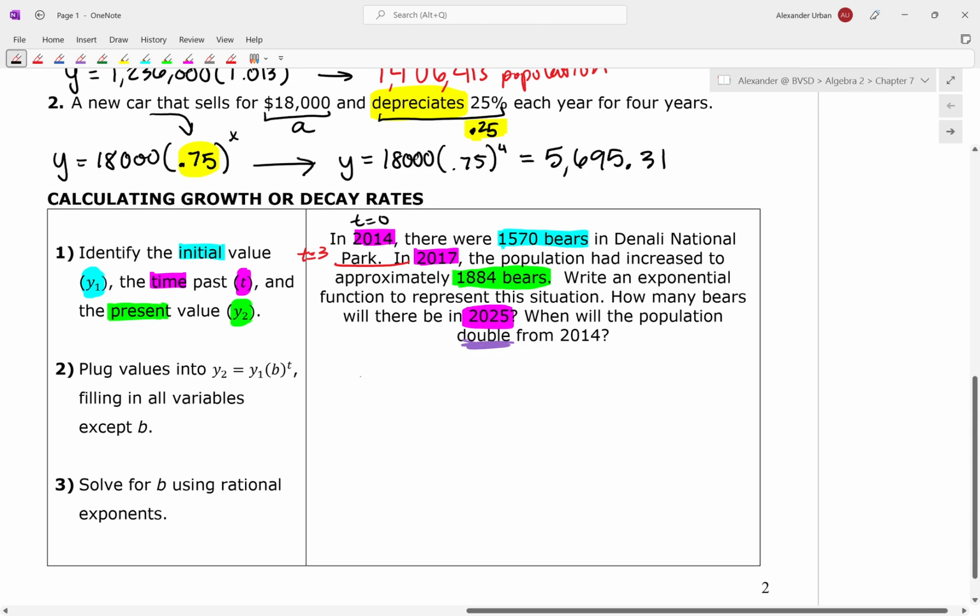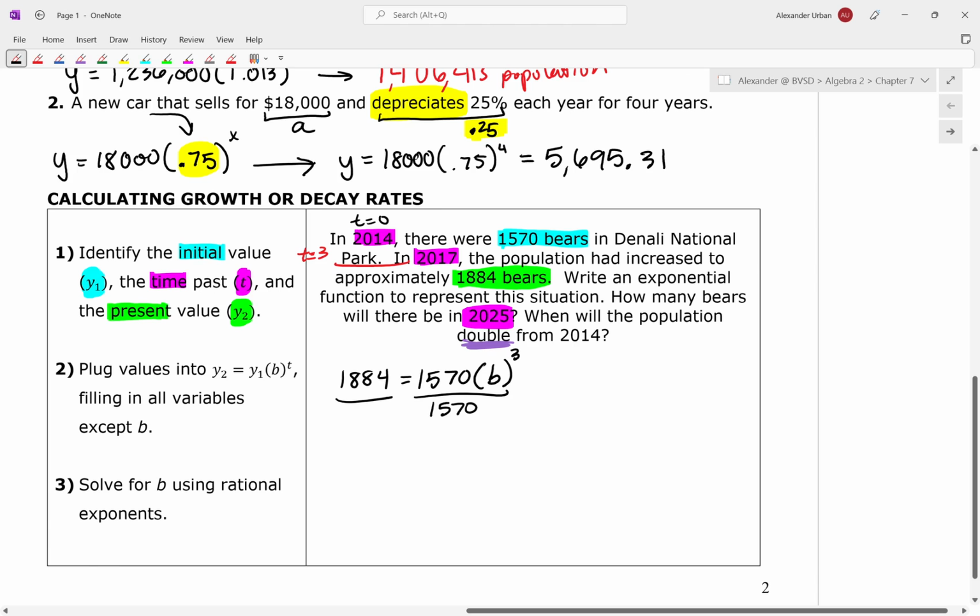Present value, which is 1,884 bears, is equal to the initial value, which is 1,570, times our base, or what we're going to be growing by, raised to the time. So I'm actually going to switch this t to be 13 years, because that's how many years it took to go from 1,570 to 1,884. This is now an algebra problem.